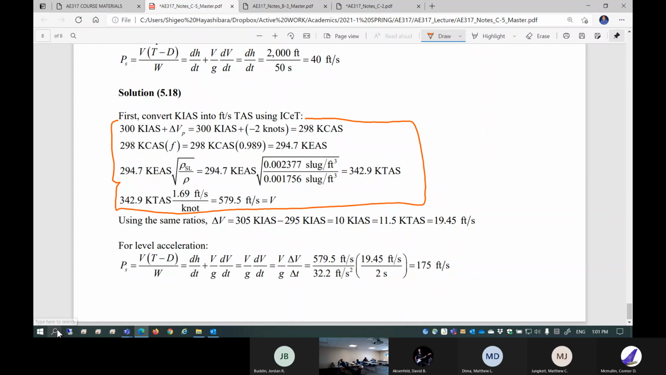This could be an easy MATLAB program. In reality, of course, you can create a short MATLAB code to compute. So this is KIAS, this is delta Vp, what is the feet per second, kind of thing, okay? I don't know if I want to do this for the second exam. May or may not, I don't know.